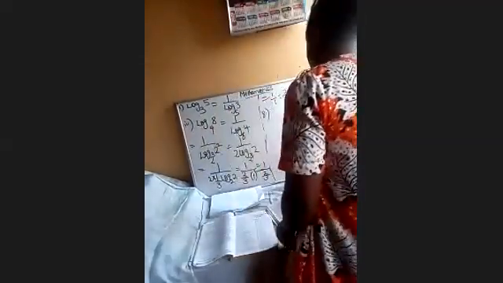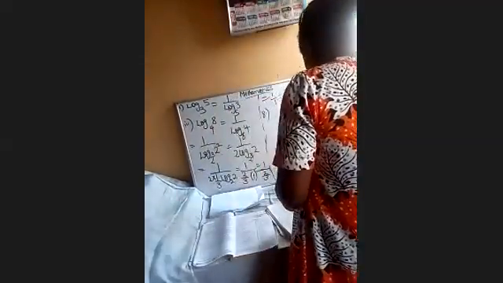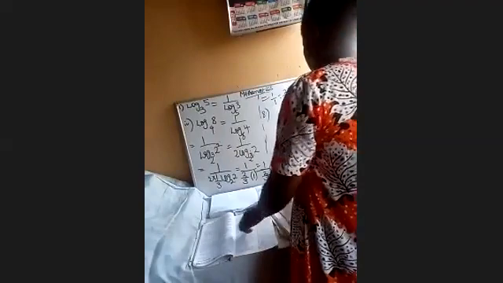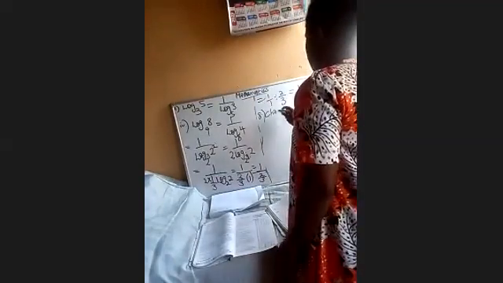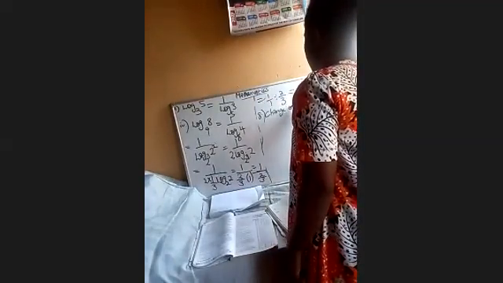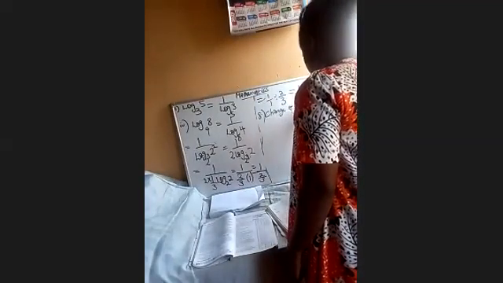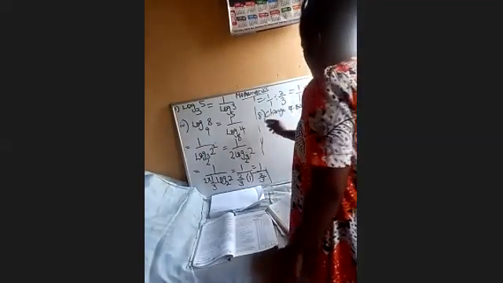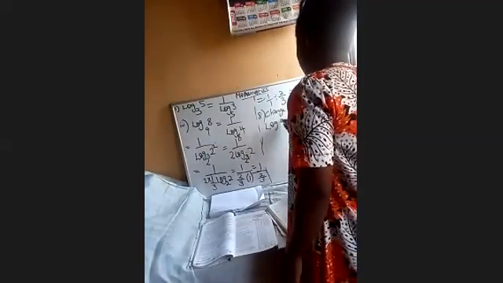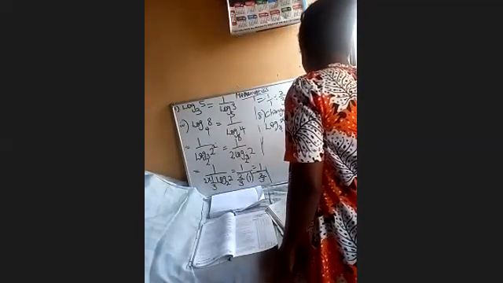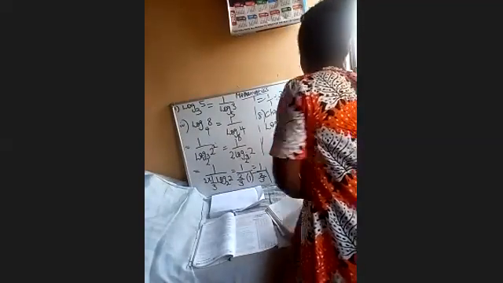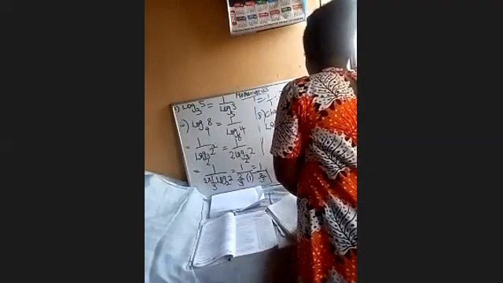So we come to the eighth rule. The eighth rule, change of base. The rule states that when we have logarithm of x to the base of a, it becomes logarithm of x to the base of a over logarithm of a to the base of a.